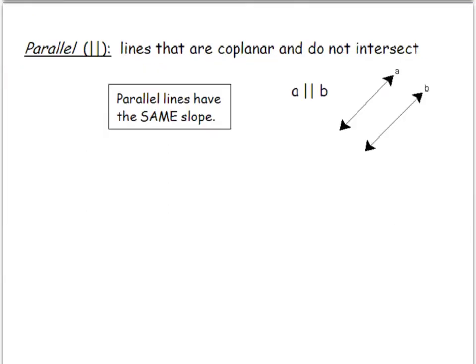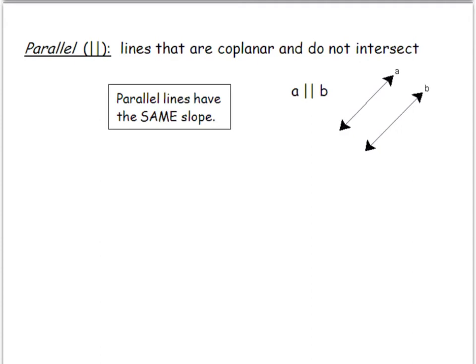All right, you guys, the next thing that we're going to talk about are parallel lines and perpendicular lines and how their slopes are related. Parallel lines, I do believe we've kind of sort of hit on once before, but these are lines that are coplanar and do not intersect, so they will not run into each other.